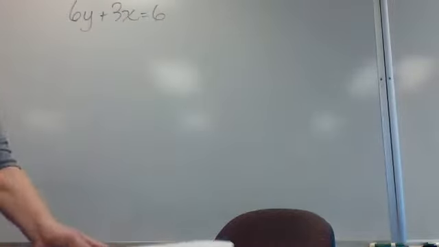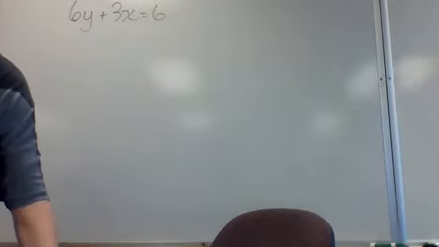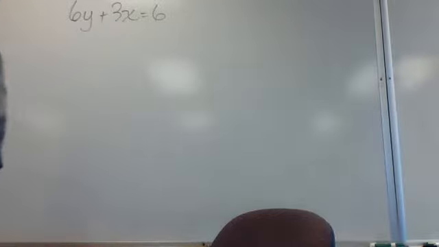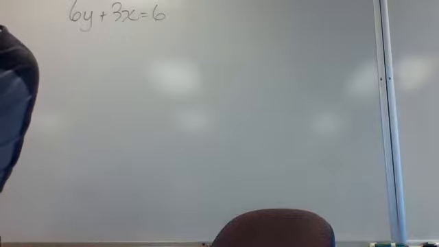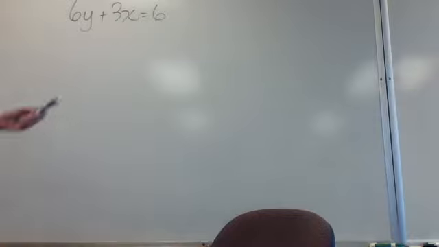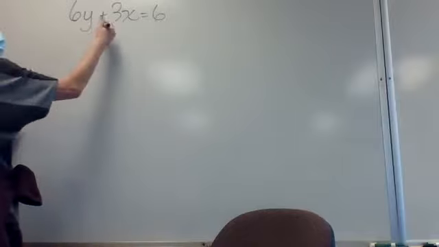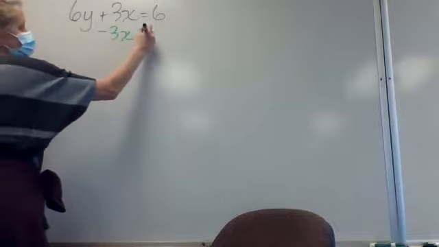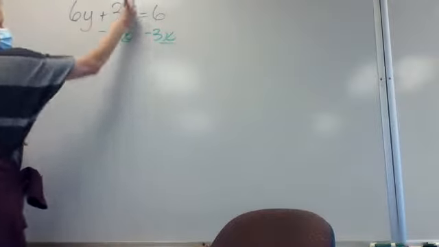Now remember, when you're doing this, the easiest thing is to put it in your y equals. Well, if you're going to put it in your y equals, you have to know what y equals, right? You need your y by itself. So the first thing you're going to do on this one is isolate this y. So you're going to subtract the 3x from both sides.